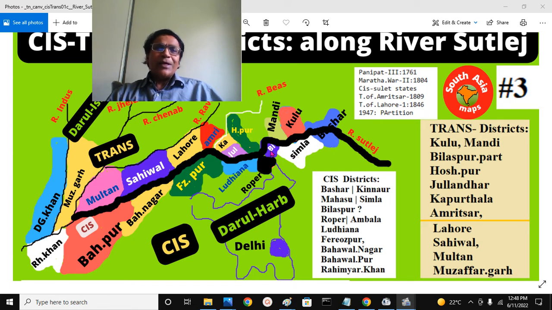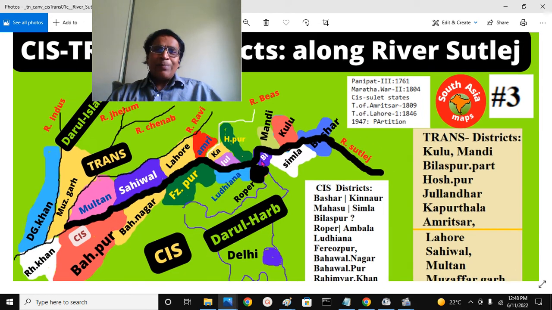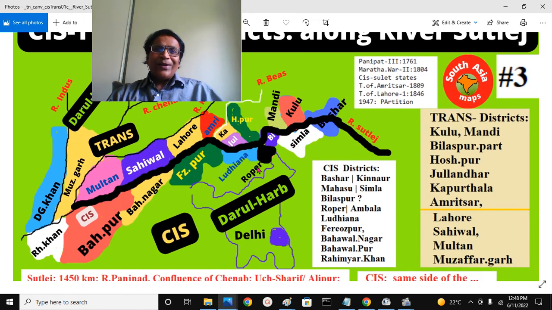This is a small part of Bilaspur district, but entered the Ropnagar, Ropar district, which was previously part of Ambala district. Then the Ludhiana district here, then the Firozpur district here. So we have Bashahr, Simla district, Bilaspur district apart, Rupnagar district here, and Ludhiana district, Firozpur district.